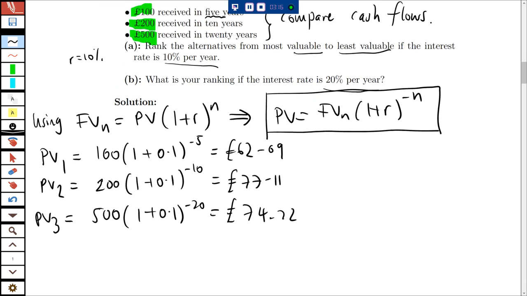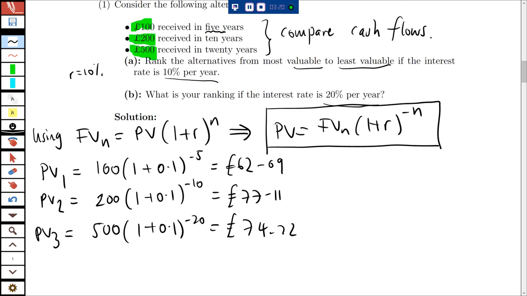Okay, so now we can compare. So we want the most valuable. That would be the second one. And the least valuable, that will be the first cash flow. And the £74 is in the middle.